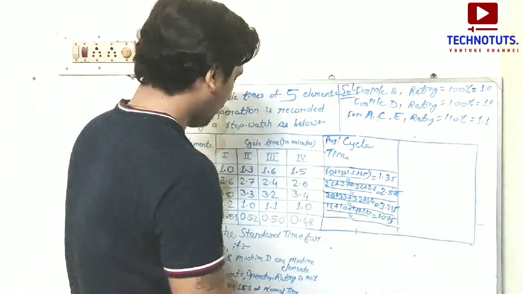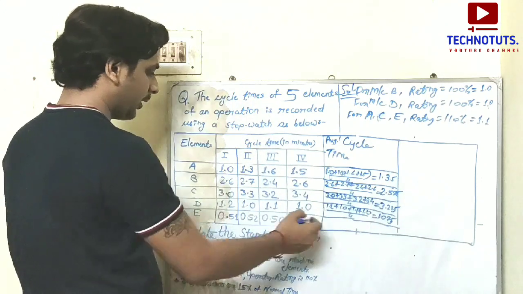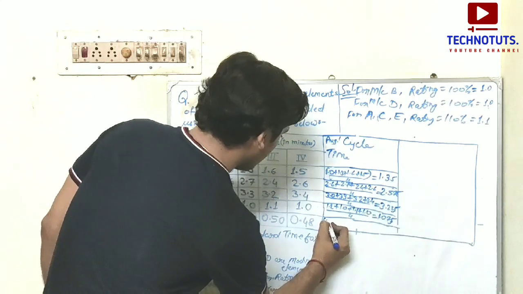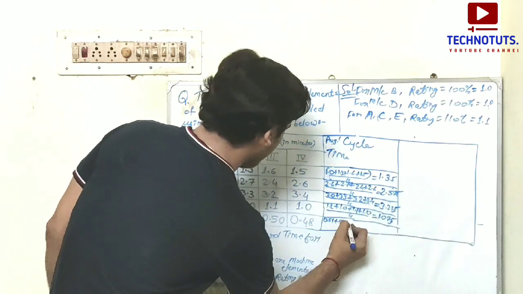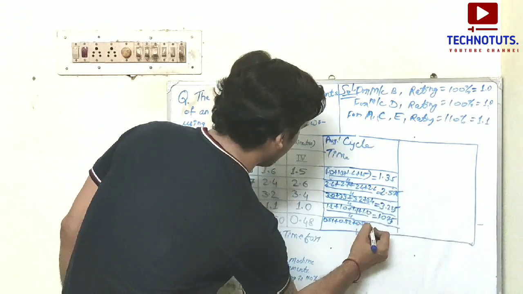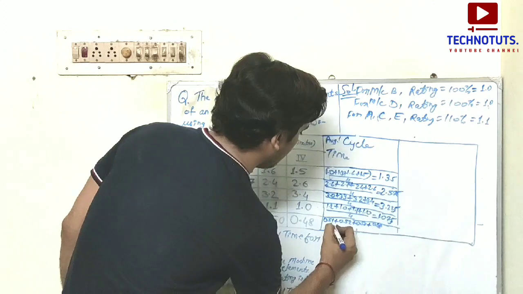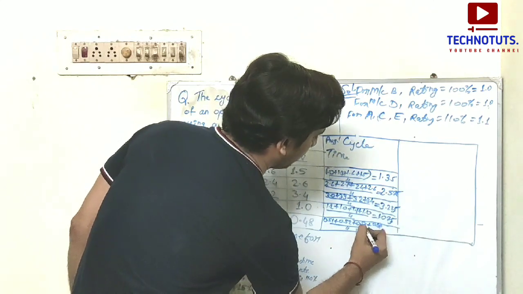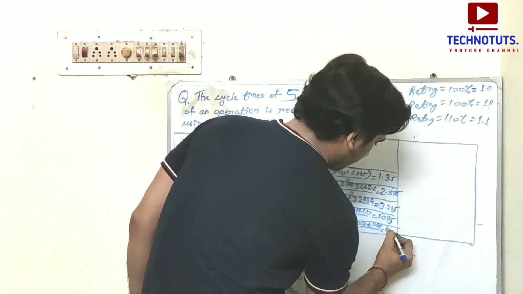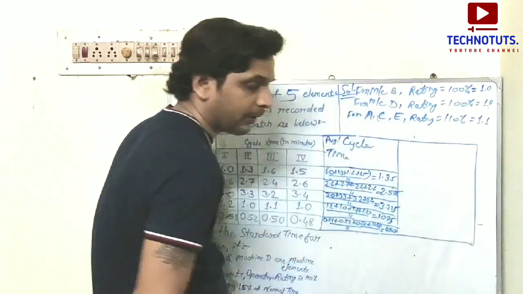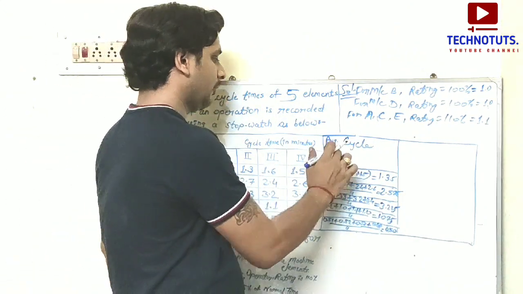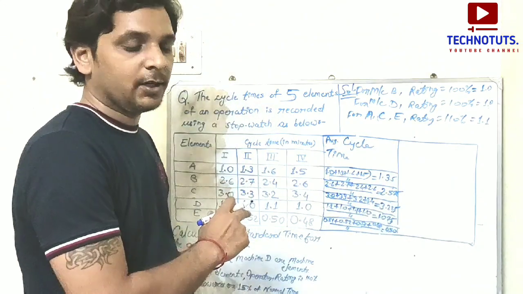Okay friends, now in a similar way we will calculate the average cycle time for element number E also. Let us calculate 0.51 plus 0.52 plus 0.50 plus 0.48 divided by 4, which is equal to 0.50. Okay, now we have calculated the average cycle time for all these elements, element A, B, C, D and E.